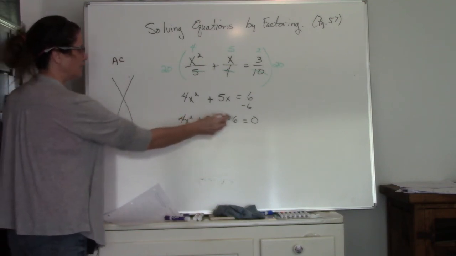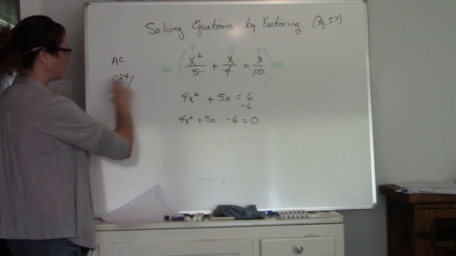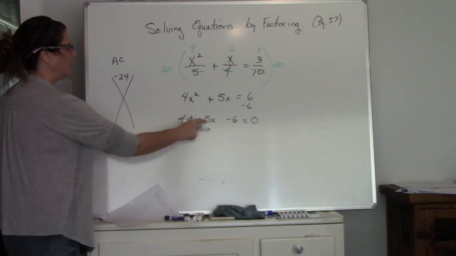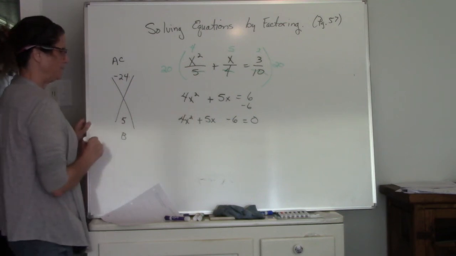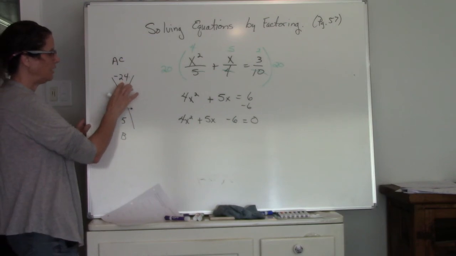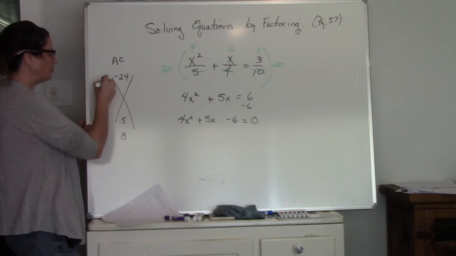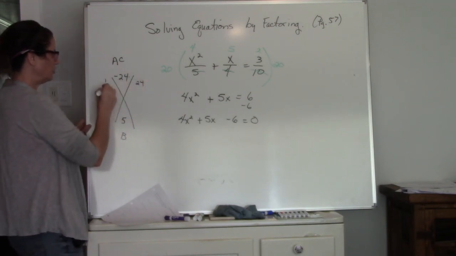So A times C is negative 24. 4 times negative 6 is negative 24. My B value goes in the bottom. And I have to ask myself, what are my factors of negative 24 that when I add, I get 5? So again, if you don't see it right away, just start writing factors of 24.